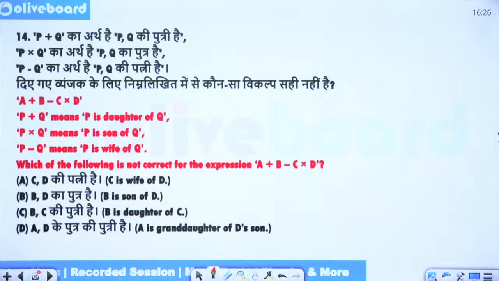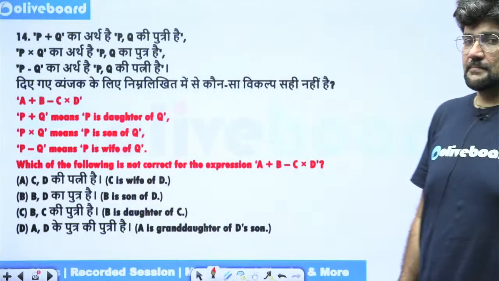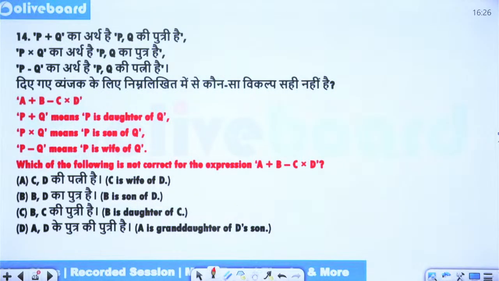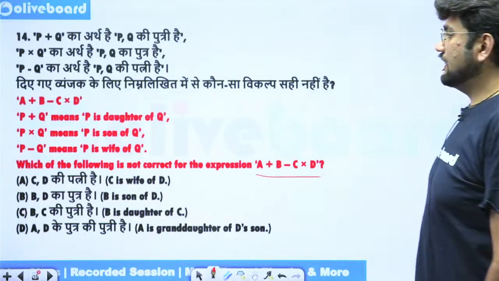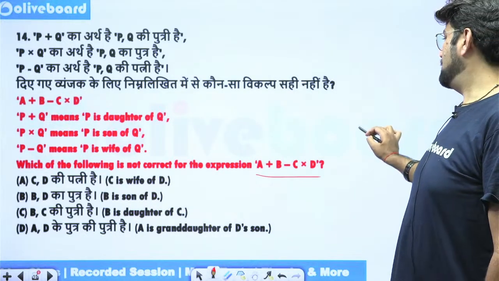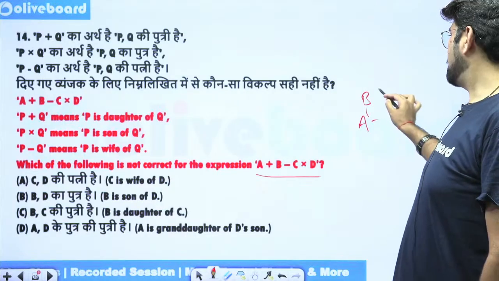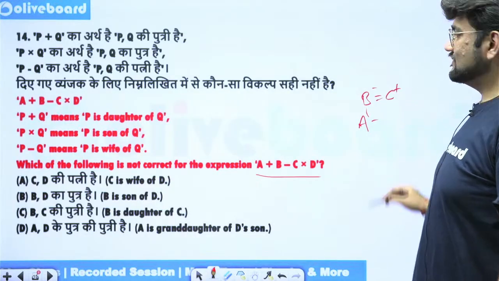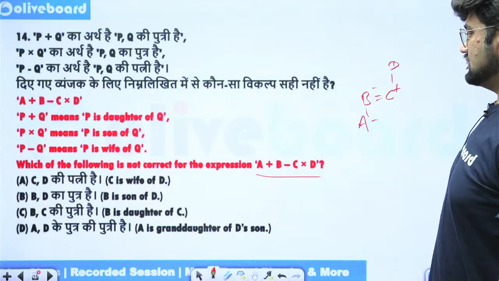Next. So the following is not correct for this expression. You have to first plot this expression. A plus B. A is the daughter of... minus C. C is the wife of D.